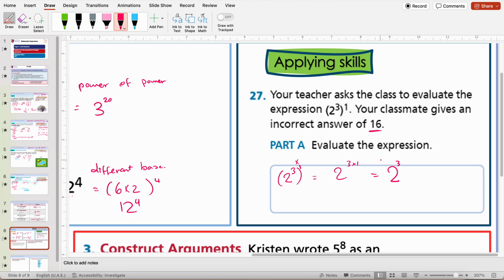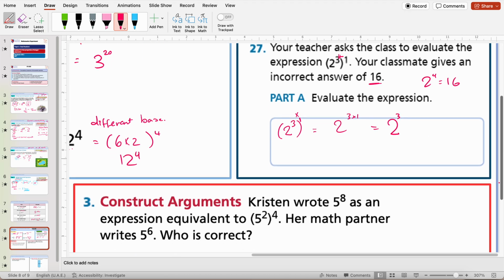How did she get the 16? Maybe she added the powers. Maybe she combined them, because 2 to the power of 4 is 16. 2 times 2 times 2 times 2, yep, it's 16. So maybe she added them instead of multiplying. So it's a good idea always to check what possibly they made a mistake.